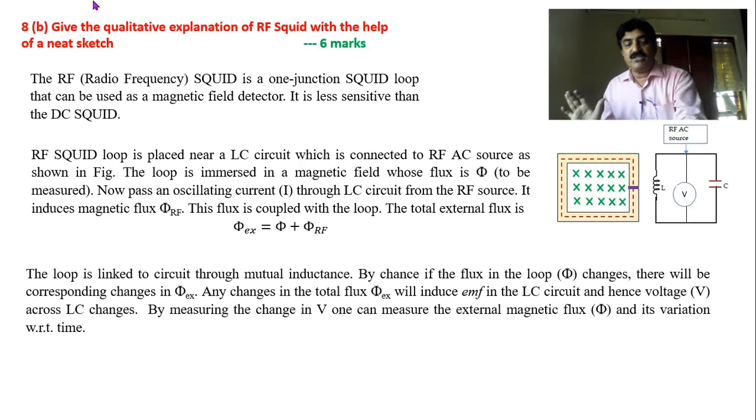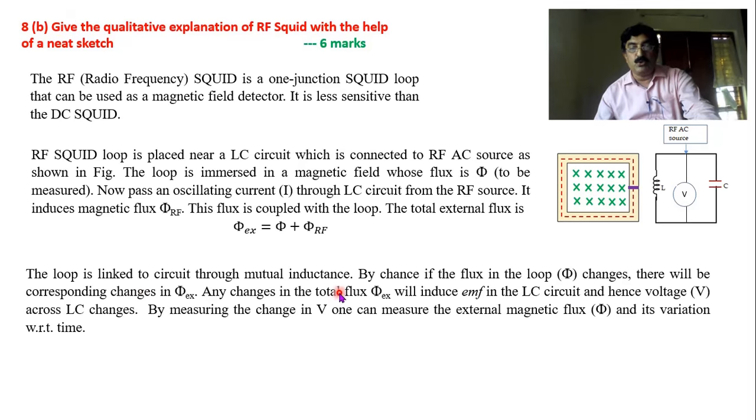So this explanation here, I will read it for you. The loop is linked to the circuit through mutual inductance. I told you, there is mutual inductance. By chance, if the flux in the loop changes, there will be a corresponding change in the external flux. If this is changing, this also will change. Why is this changing? Because of some changes in our body.